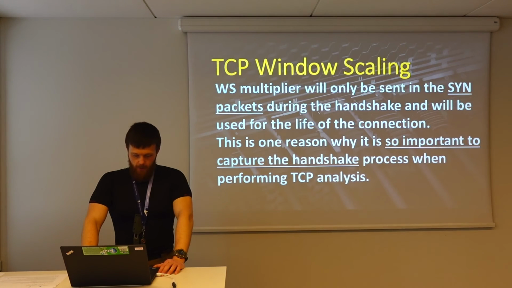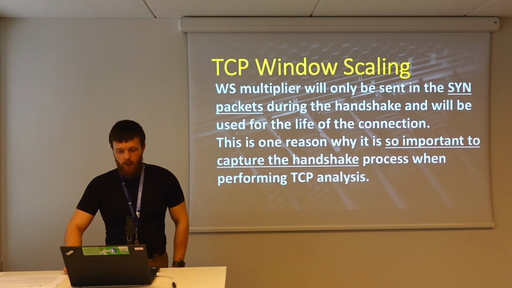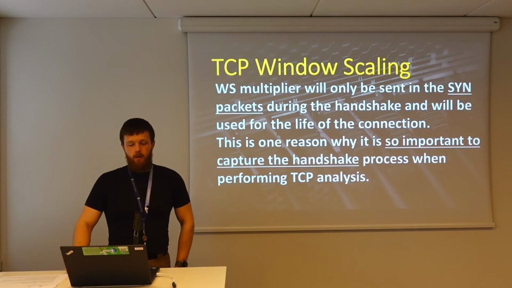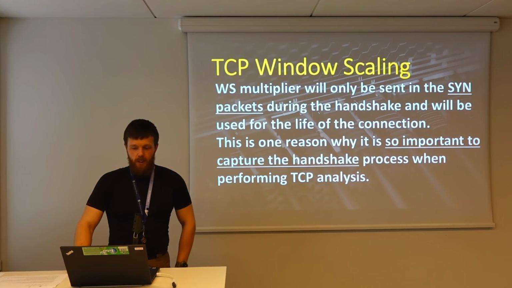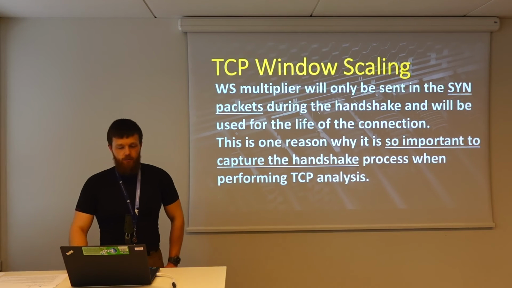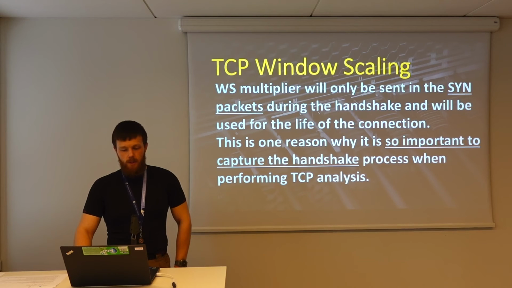And again, the window scaling multiplier will be sent only in the initial packet of the handshake. So again, you have to have the initial handshake of the connection to know what window scaling factor is used. So every time you're troubleshooting, make sure to capture the initial handshake. And that window scaling factor cannot be changed for the connection. You have to break the connection and initiate a new one to change it.